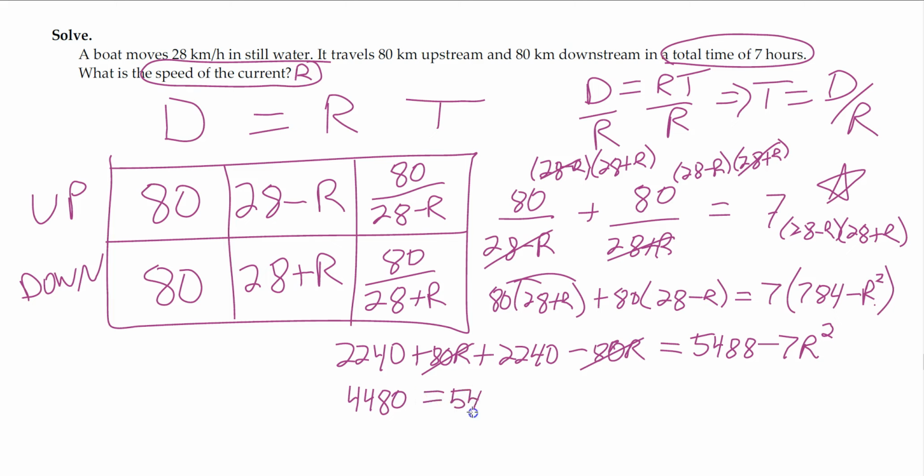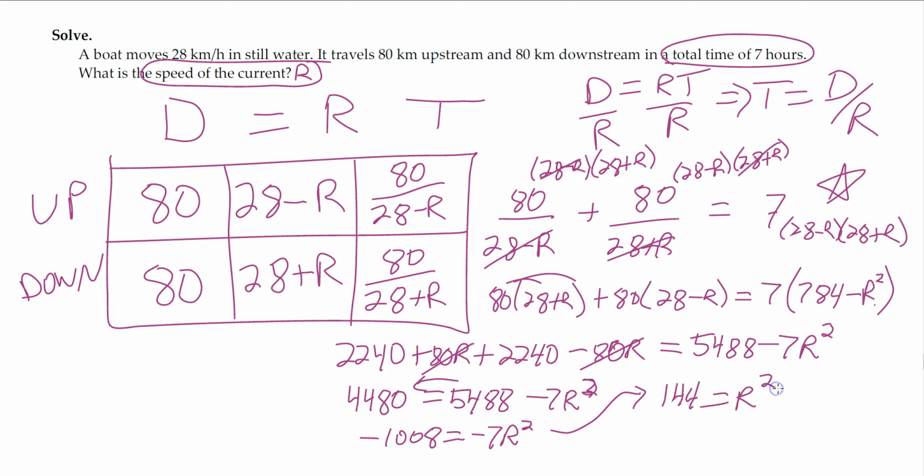equals 5488 minus 7r squared. Okay, if we move the 5488 to the other side, we have negative 1008 equals negative 7r squared. Now if I divide by negative 7, I get 144 equals r squared. Now that'll actually, if I square root, give me two answers, 12 and negative 12.